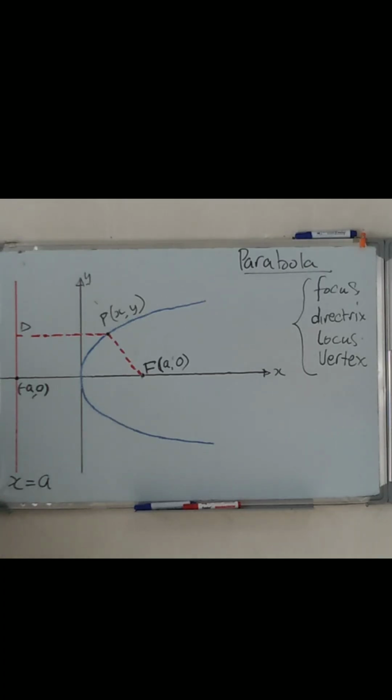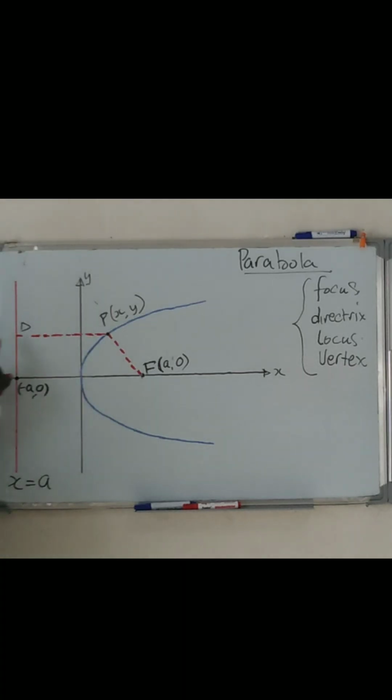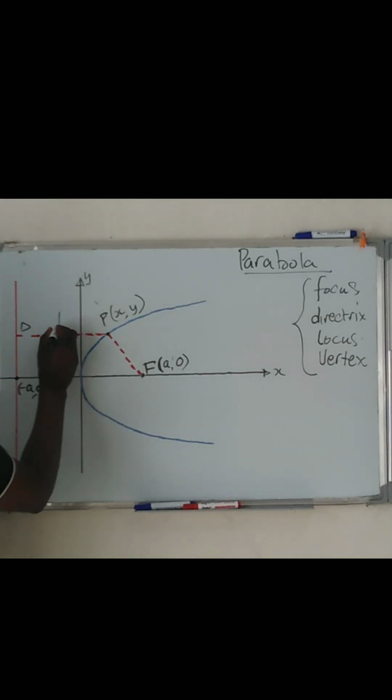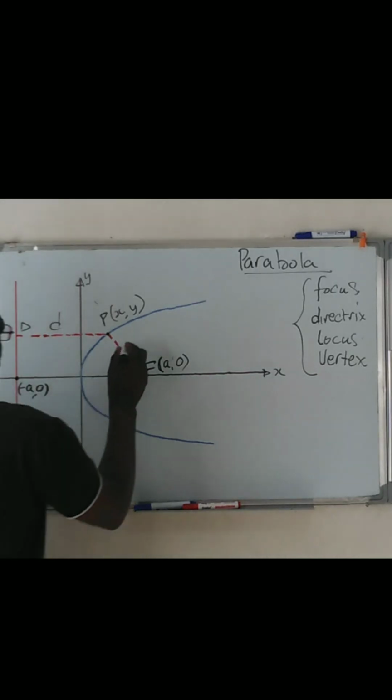Let's repeat the definition. A parabola is the locus of a point. In other words, the path traced out by a point which is such that its distance from a fixed point, the focus, is exactly equal to its distance from a fixed line, the directrix. Well, let's suppose this distance here from P to the directrix is D. And let's also suppose that the distance from P to the focus is equal to C.